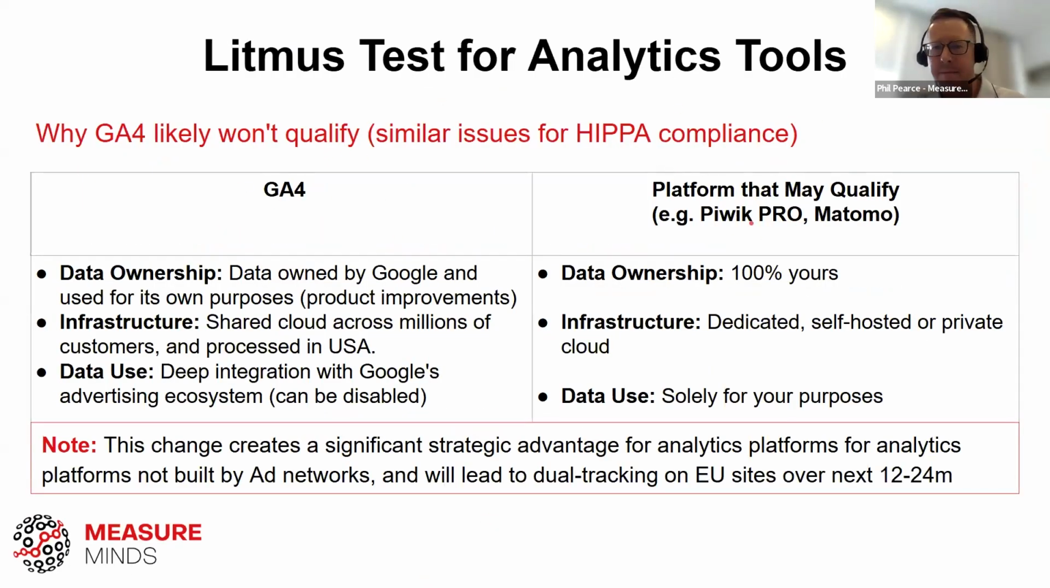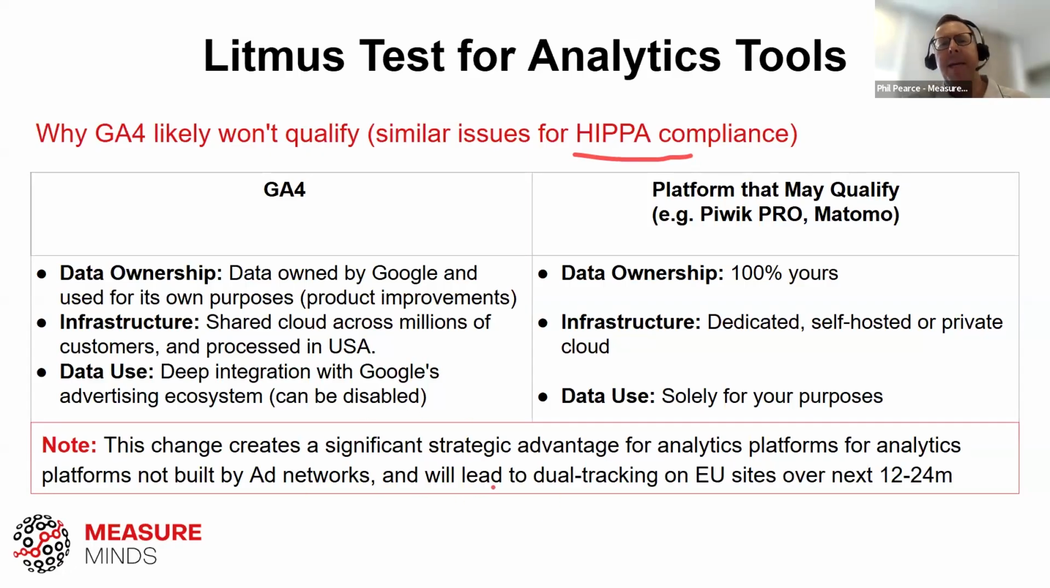Here's GA4 on the left, and then Piwik Matomo on the right. So this data ownership is a problem. A shared cloud or lack of private cloud is also a problem. And then processing in USA is also a problem. And then the fact that it's owned by an ad network is obviously not ideal. And as I said, similar problems exist for HIPAA.